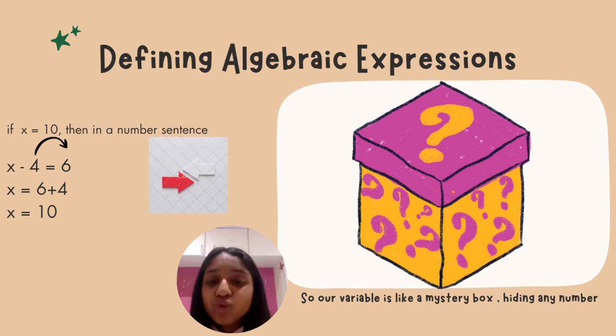So we move it next to the 6, but we can't just put minus 4 next to the 6. When it goes to the other side over the equal to sign, it changes operations. So instead of being minus, it will now be plus 4. If it was multiplication, it would then be divide 4. So therefore, we say x is equal to 6 plus 4, and therefore x is equal to 10. So as you can see, our variable is like a mystery box hiding any number.